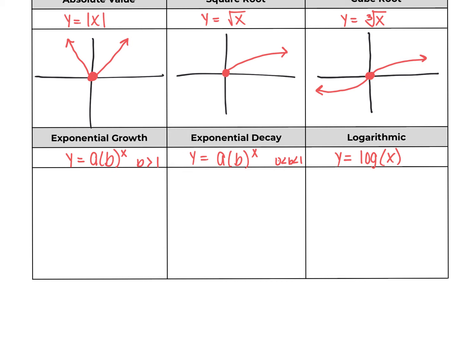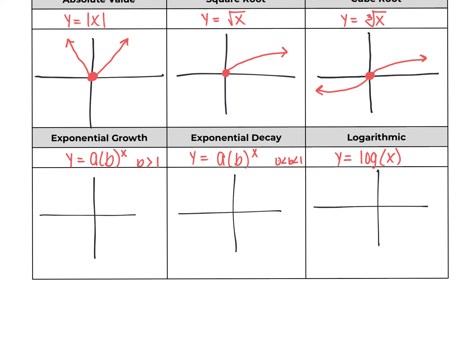So what these guys look like, let's draw a set of xy axis. So our exponential growth function will exponentially grow, never touching the x-axis. Our exponential decay problem will always start at the top and work their way down. And our logarithmic function will curve in this manner.